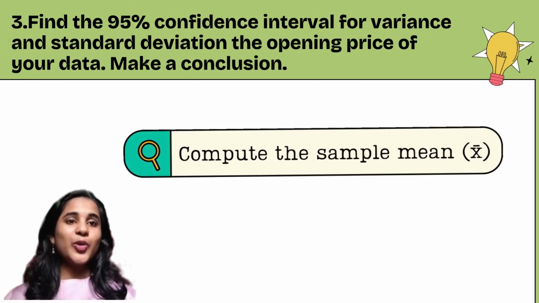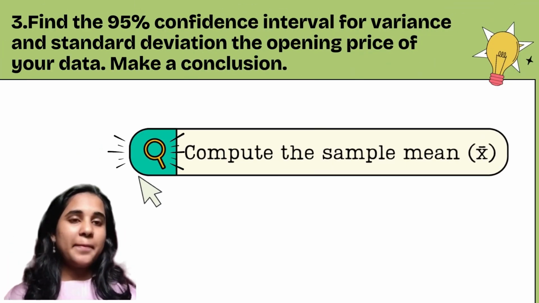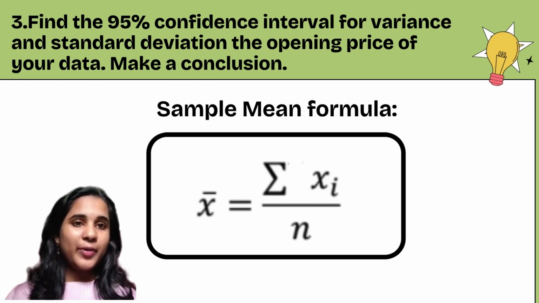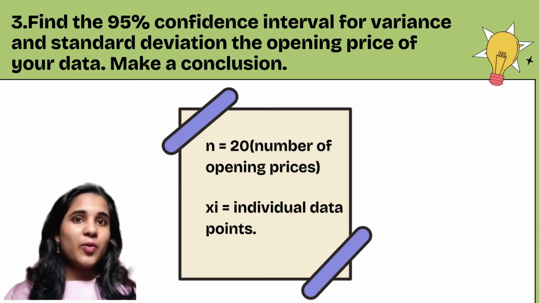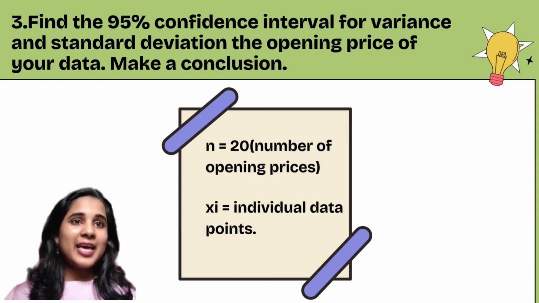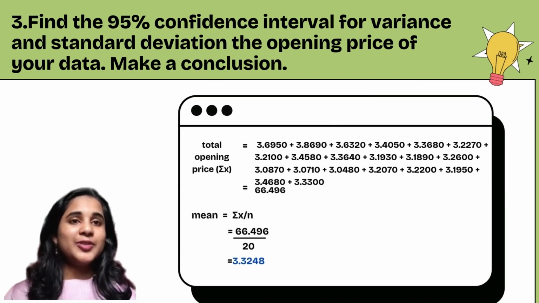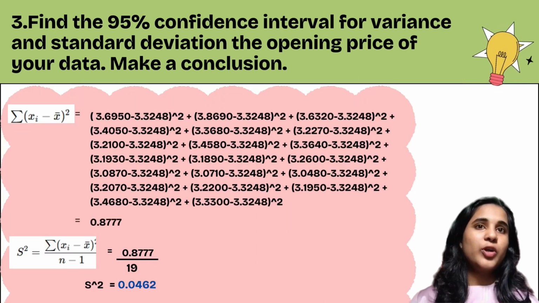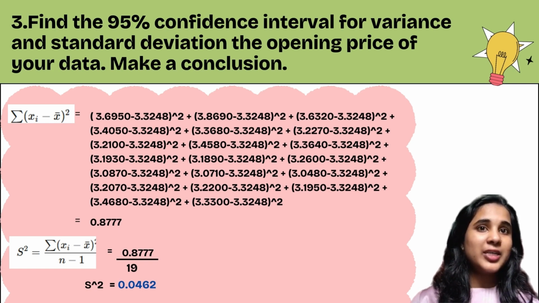So the first step is we will compute the sample mean by using the formula for the sample mean, which is the sum of individual data points divided by the number of opening prices, whereby n is equal to 20, which is the number of opening prices, and the xi are the individual data points. So the sum of individual data points divided by the number of opening prices, we will get 3.3248. Step 2, we will compute the sample variance by using the formula for sample variance. First, we will calculate the deviations for each data point, then square each deviation.